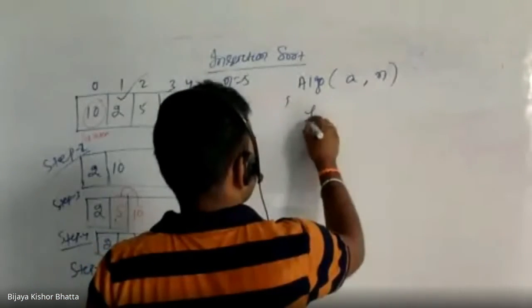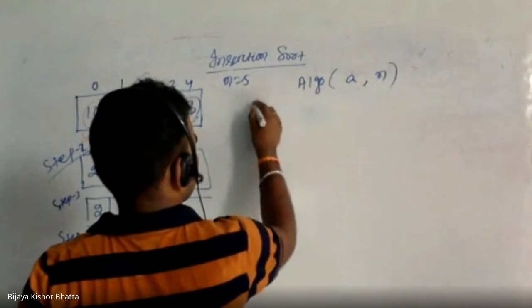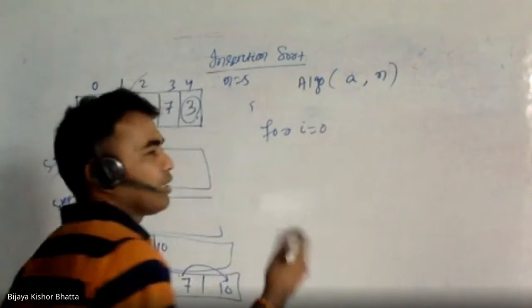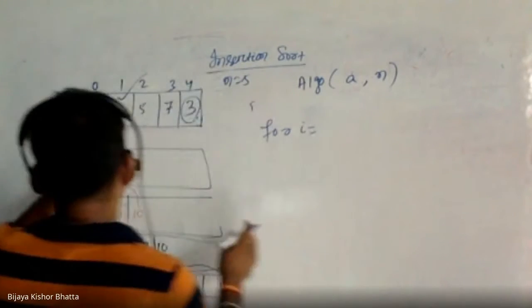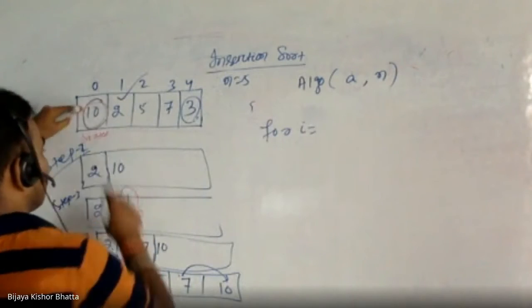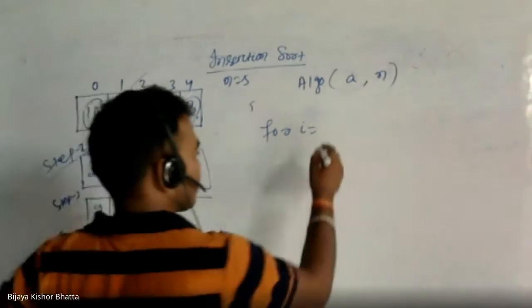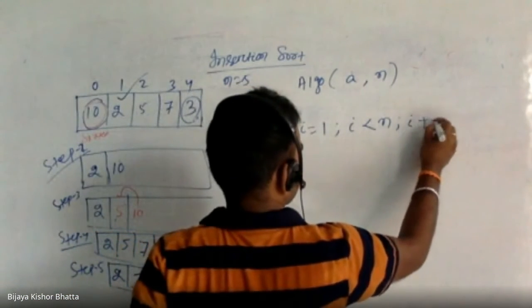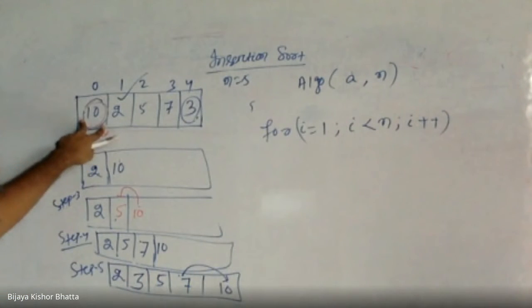You will do it for all elements. So this is the algorithm: for i equal to 0 to n, so you will go till n. Actually, you can start from 1. First of all, you can assume that the first element is already in sorted form. So for i equal to 1, i less than n, i plus plus. If there is only one element, you can assume that it is already in sorted form.